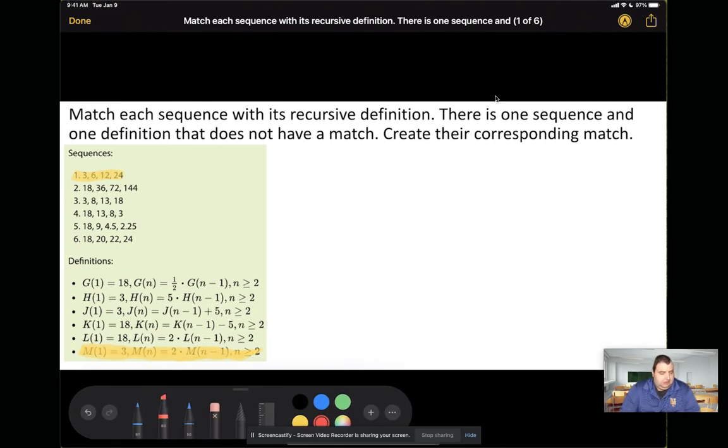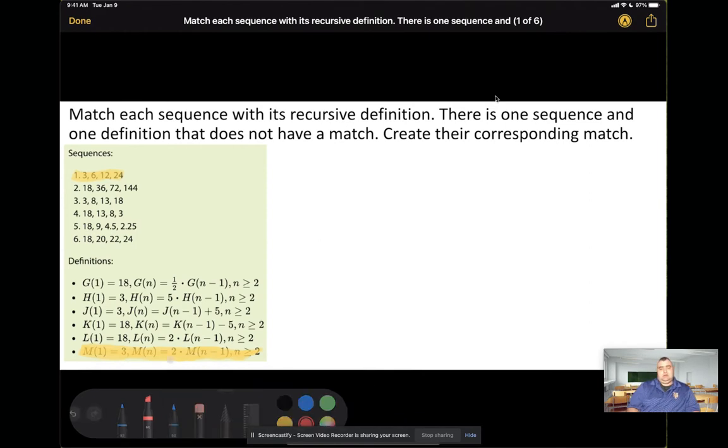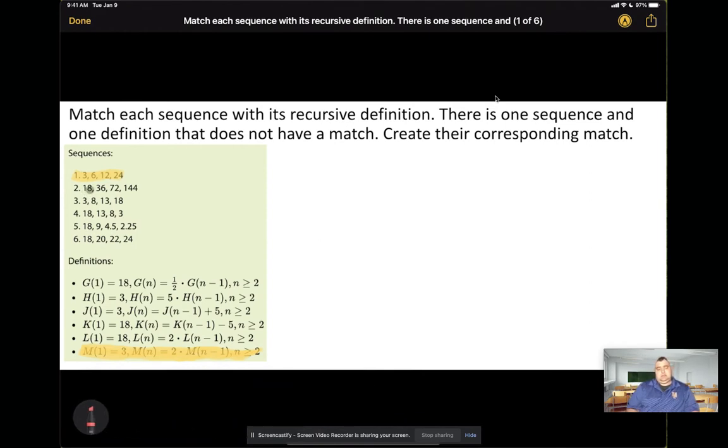Let's see. Number 2: 18, 36, 72, and 144. This also looks like a doubling situation because 18 times 2 is 36, 36 times 2 is 72, and 72 times 2 is 144. So this is, once again, a geometric sequence starting at 18 in which we're doubling each time.